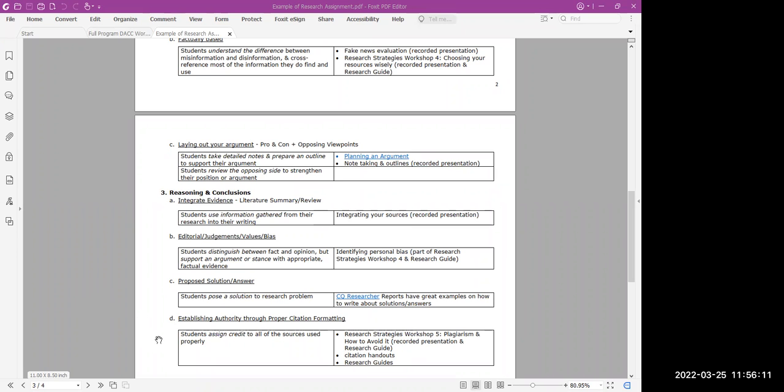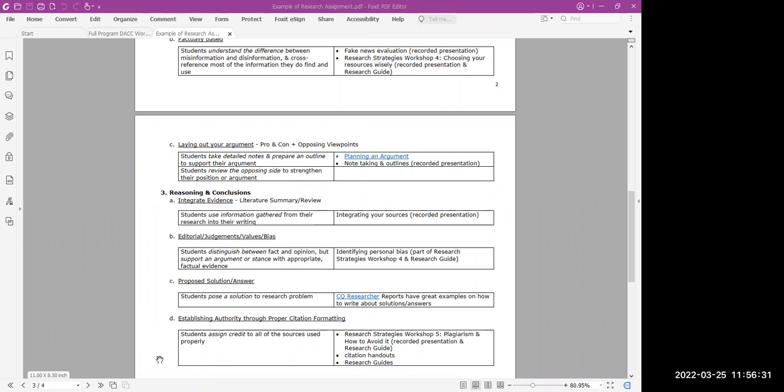The next one, B, I have here editorial judgments, values, bias. Everything on this template is not take it all or nothing. You take whatever you want. So some of you may already have assignments or projects that deal with this type of thing. You want to solicit from our students this type of reaction.